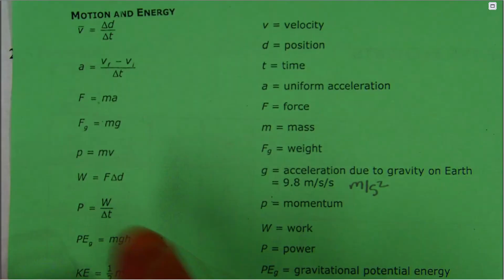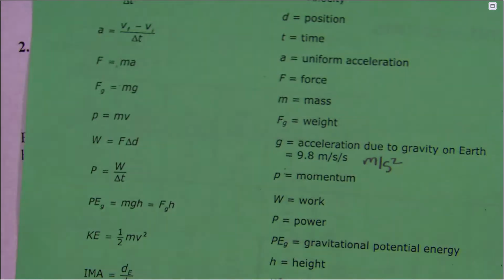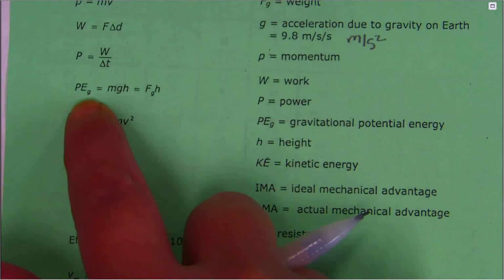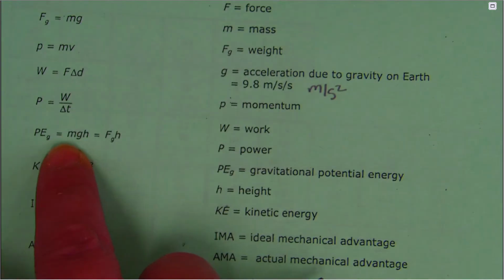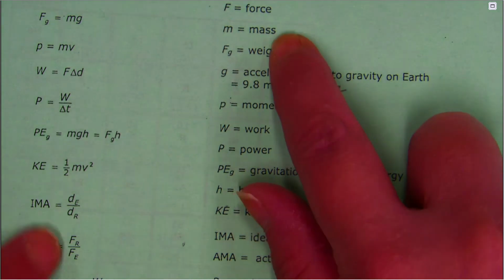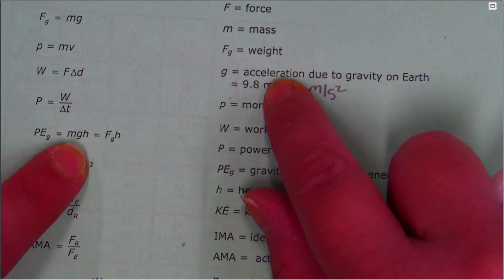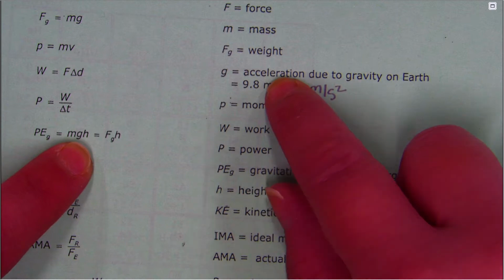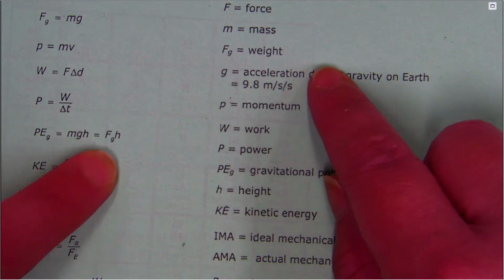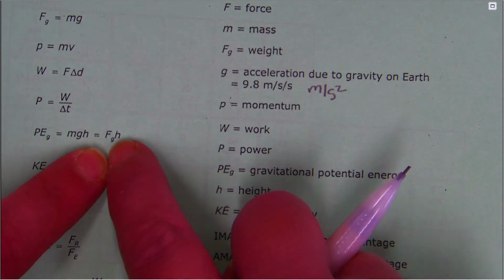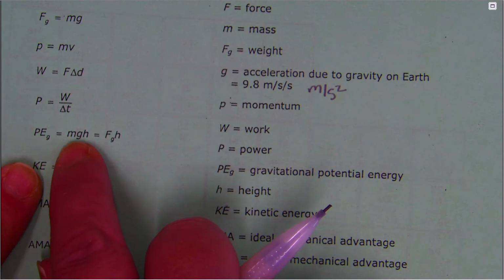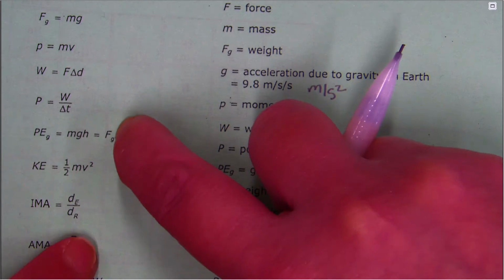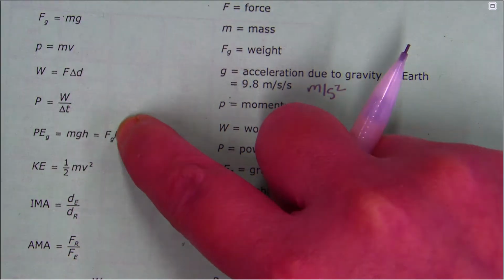Potential energy is on your reference table. Here we go. Potential energy is M, which is our mass, times G, which is acceleration due to gravity, times H, which is height. The other way to write it would be Fg, which is the weight, times height. So mass times gravity is weight. All right, so this Fg right here is really just this Mg, mass times gravity.